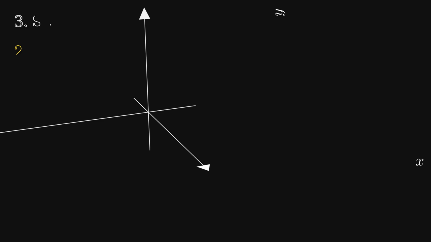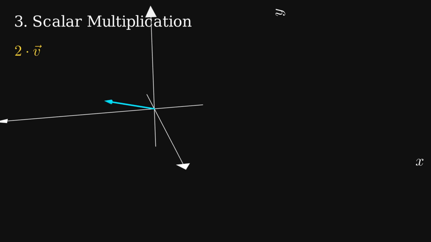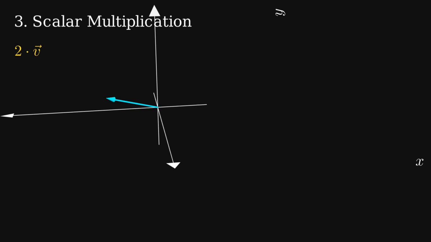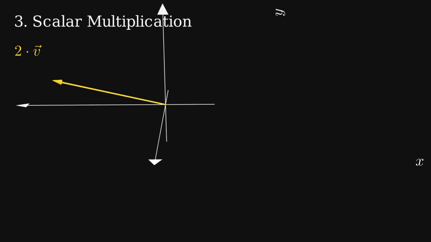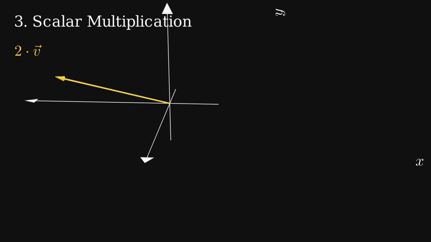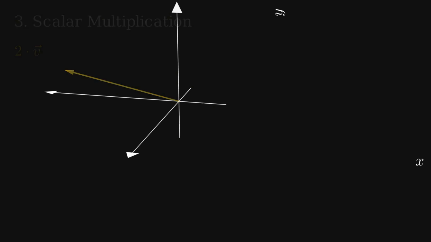Now, consider scalar multiplication. This operation is purely about magnitude. When we multiply a vector by a scalar, like 2, we aren't changing its direction at all. We are simply stretching the arrow, doubling its length in the exact same orientation.